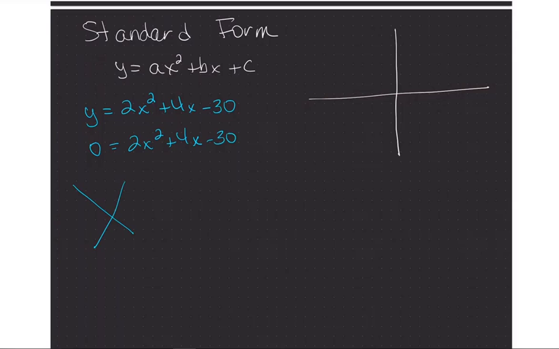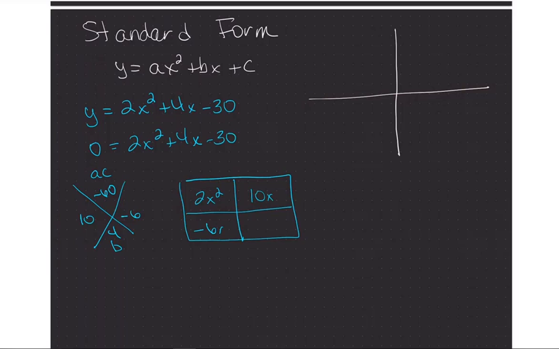So if we do our little x box, right? A times c and b. A times c is what, negative 60? B is 4. So we have to multiply to get negative 60 with a difference of 4. So 10 times negative 6. So if we put that in our little box, 2x squared. Now we've got 10x, minus 6x, and negative 30.